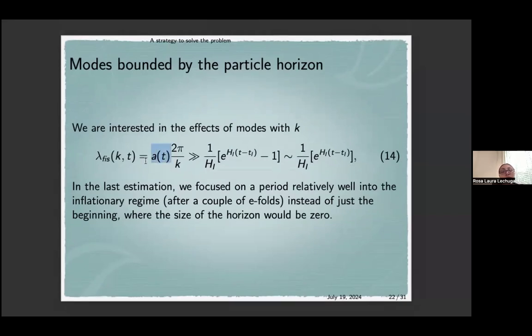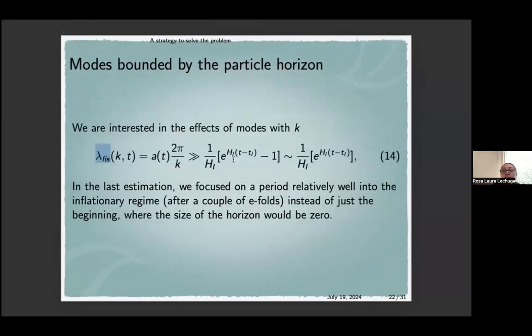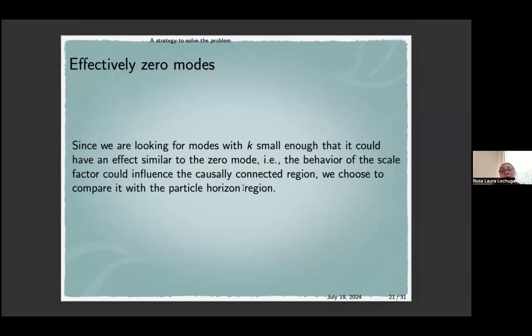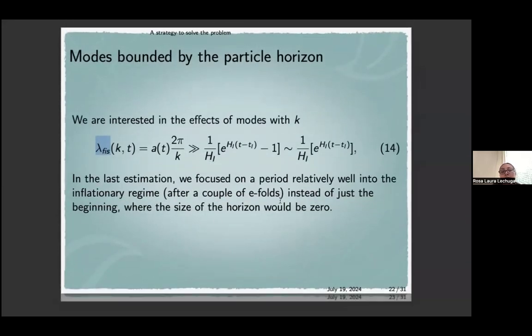And the physical wavelength is written in terms of the scale factor. In this case we try to represent the wave number, and this is not the lambda that represents the collapse rate. In this case, this lambda represents the wavelength of the modes that could generate eternal inflation. And we focus on a period in the inflationary regime. So instead of focusing only on the zero mode of the inflaton field, we talk about the modes that have a behavior similar to the zero mode, and we use the particle horizon to separate the kind of modes that could affect, because the particle horizon gives us a notion of causal connection between regions.